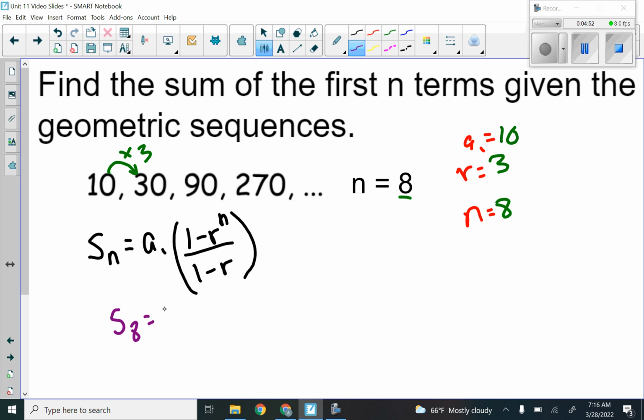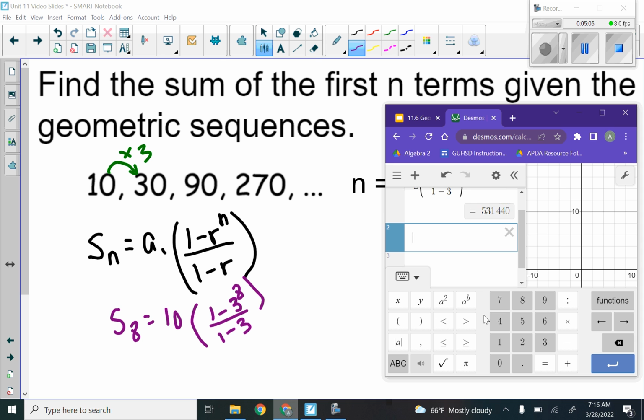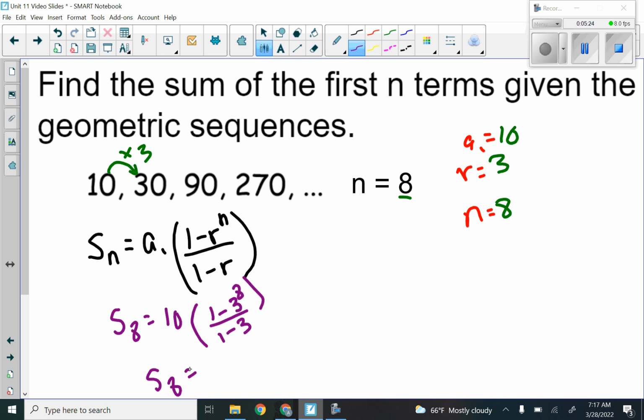The sum of our first 8 terms is 10 times 1 minus 3 to the 8th power over 1 minus 3. Plug that into our calculator. I'm just going to go back and modify this one since it's similar. And we get 32,800. And that is geometric series.